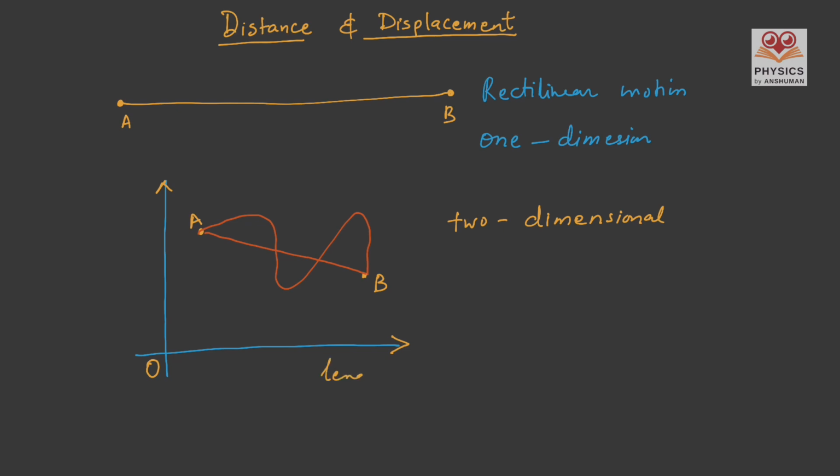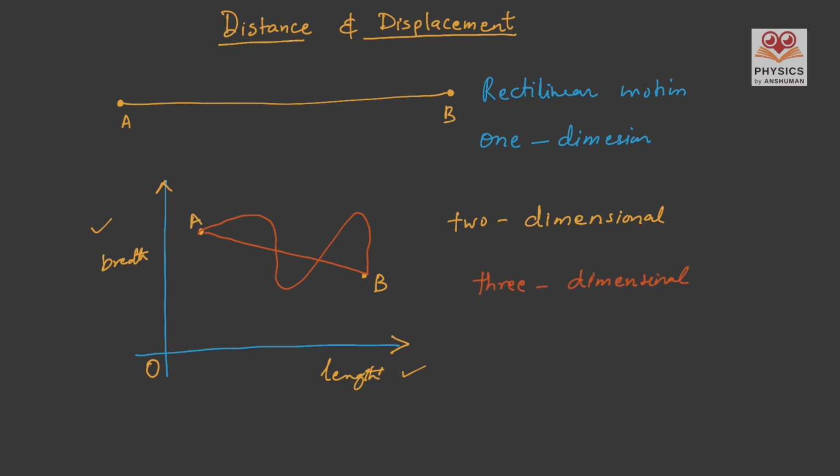Along with the length and breadth, the object also gains some height if it goes on the flyovers. So if we take the example of a car, if the car moves inside the city, and the city has no flyover, then that kind of motion is a two-dimensional motion. If the city has flyovers, and the car goes on that flyover and comes back to the ground, then the motion happens in three different dimensions: length, breadth, and also height, and that is called three-dimensional motion.